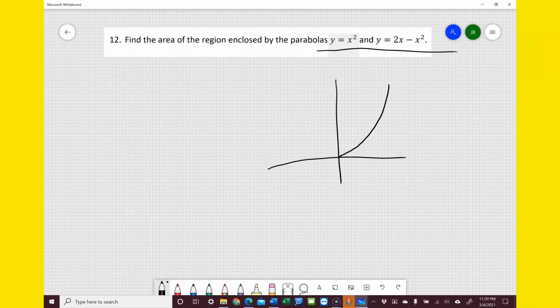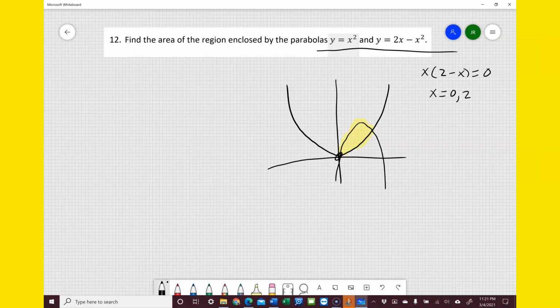Y equals x squared, I know what that looks like. Now this one, 2x minus x squared, I don't know exactly what that looks like. I know it's going to open downward. If I factor out an x, that gives me 2 minus x equals 0. So it's going to cross at 0 and at 2. So it's going to be something like that. So the region will be something along these lines. That's what I want to find.